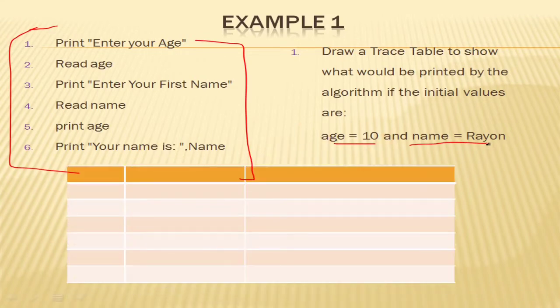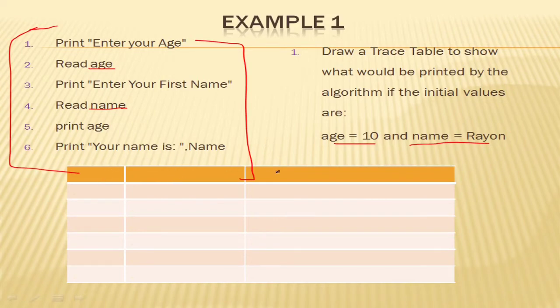So the first thing you do is draw a table, right? And the number of columns you have in the table will be dependent on the number of variables that are in your pseudocode or program that you want to trace, right? So in this case we have two variables. We have age, so let me show you. We have age and we have name, right? So hence we need one column for age and one column for name.